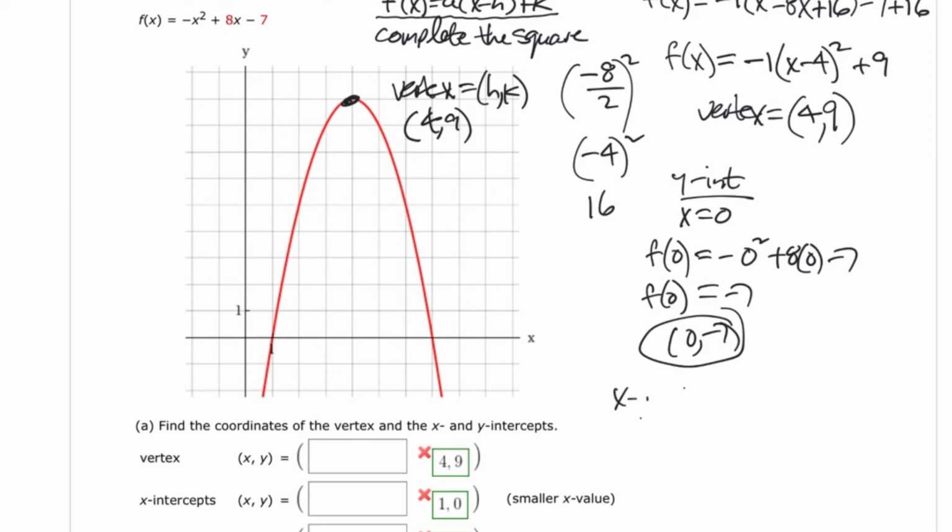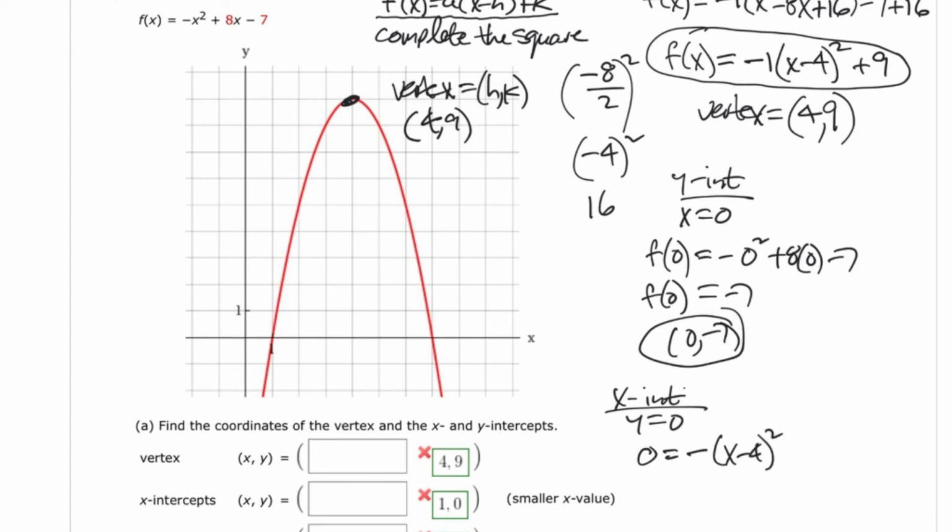In order to find the x-intercepts, we will substitute 0 for y. This would be most easily done in our second form for the quadratic function. So we will put 0 equals the opposite of x minus 4 squared plus 9. We can add x minus 4 squared to both sides, which would give us x minus 4 squared equals 9.